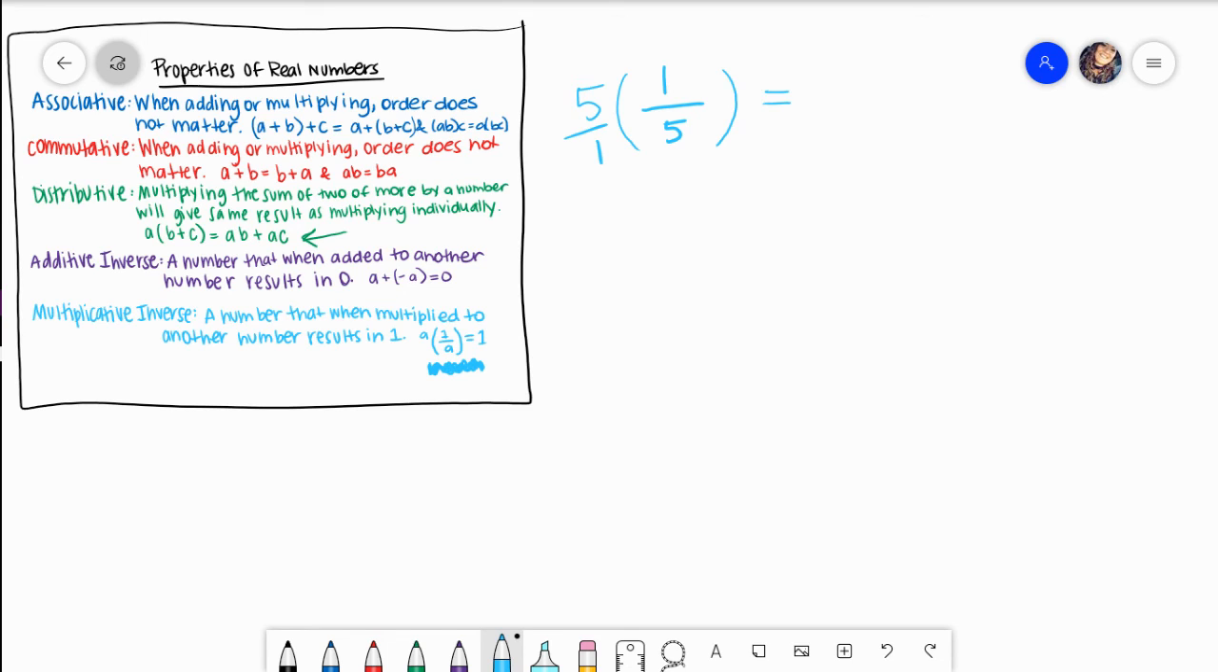Well, I learned in 2.5 that if I have something in the numerator and something in the denominator and they have a common factor, they can actually cancel each other, or reduce each other. I know that 5 and 5 have a common factor of 5. So if I divide 5 by 5, I would get the number 1. And same here, if I divide 5 by 5, I would get the number 1. So what I have here is 1 over 1 times 1 over 1, which is just 1.